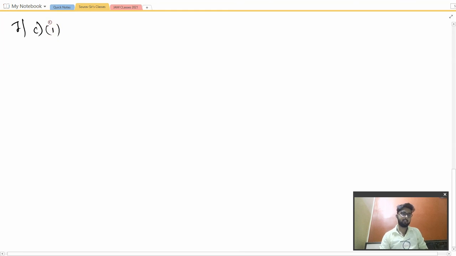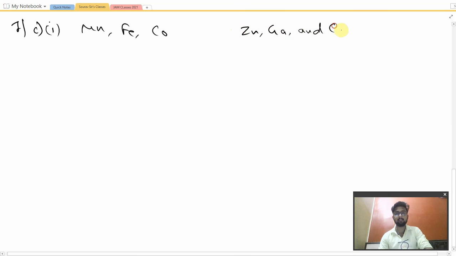So the first part of this 7c asks why manganese, iron and cobalt are used in the redox enzymes in preference to zinc, gallium and calcium. Okay, so the process that is involved is redox reactions in biochemistry. Okay, redox reactions in biochemistry.